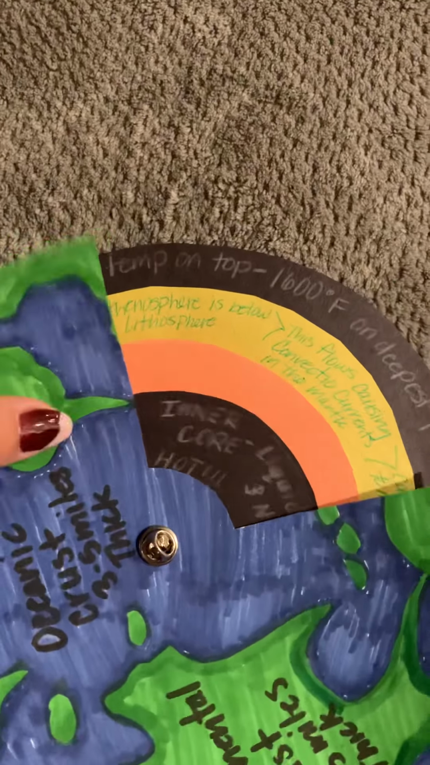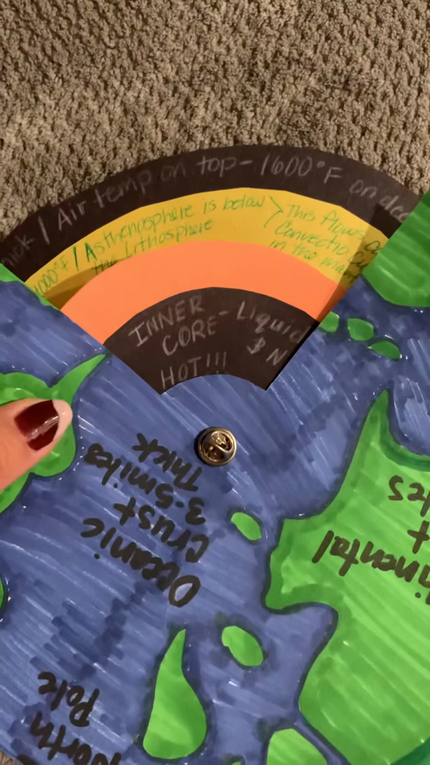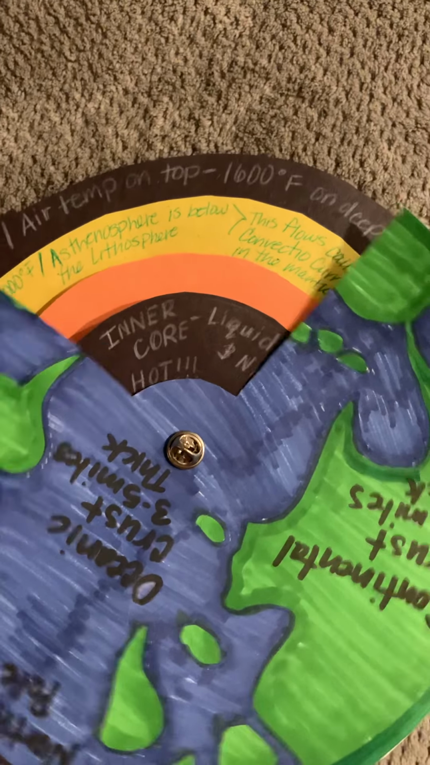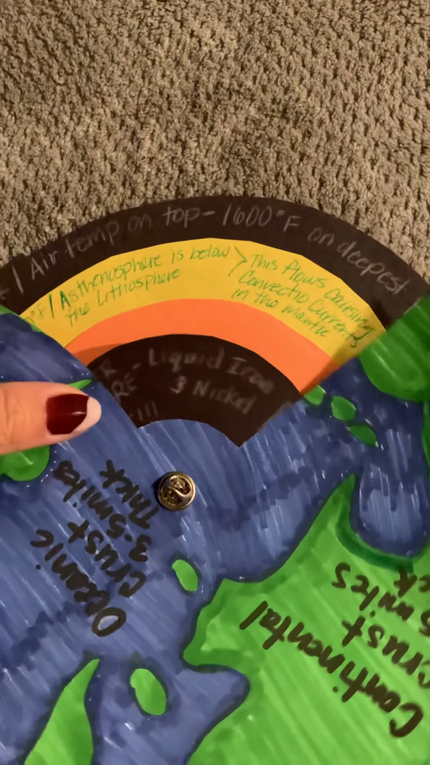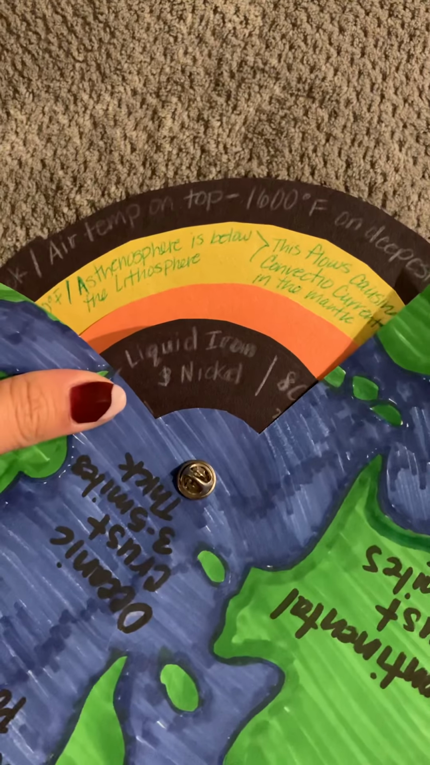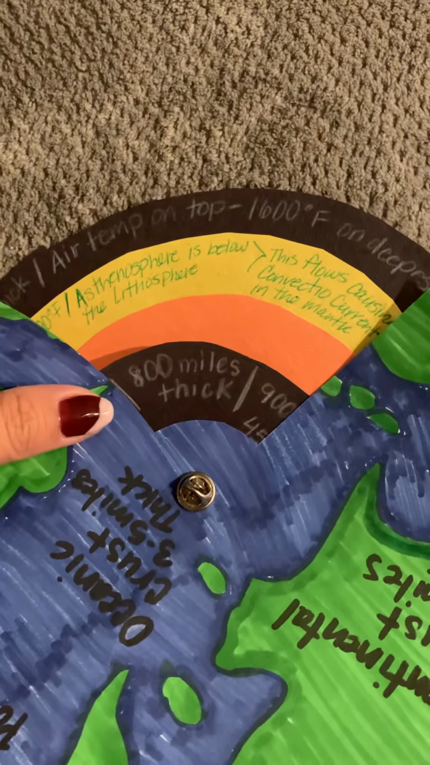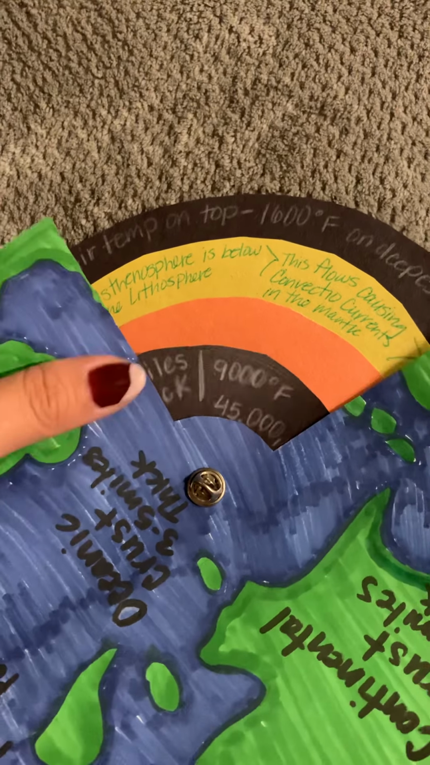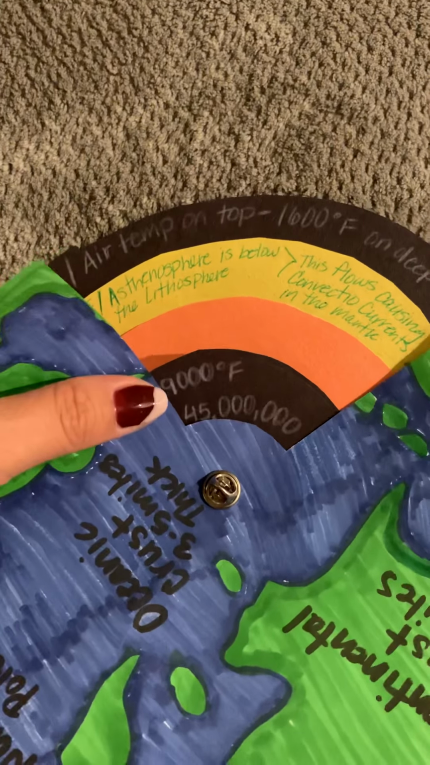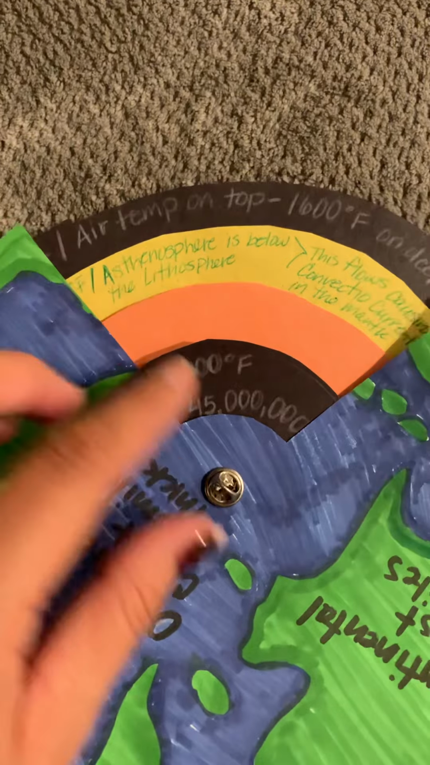And the last part is the inner core, which is the hottest. And again, this is liquid iron and nickel. This one is about 800 miles thick, and it's about 9,000 degrees Fahrenheit.